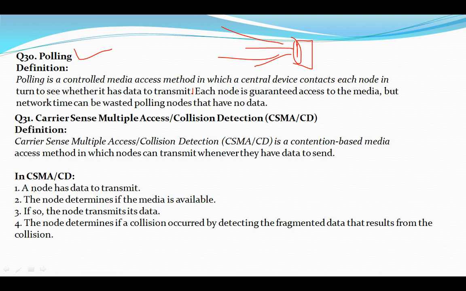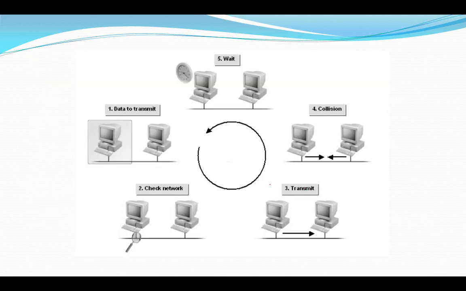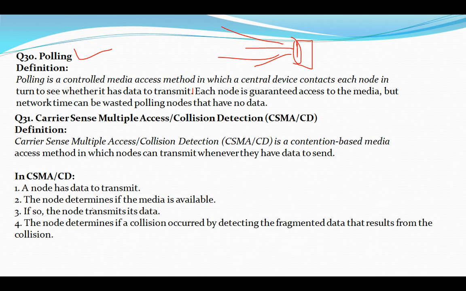So what will happen here? A node has data to transmit. The node determines if the media is available. For example, here this is a process. Data transmission is going to happen from here, and as the second step it will check whether the media is available or not. Now, if so, the node transmits the data. If the media is available, this node will send the data.